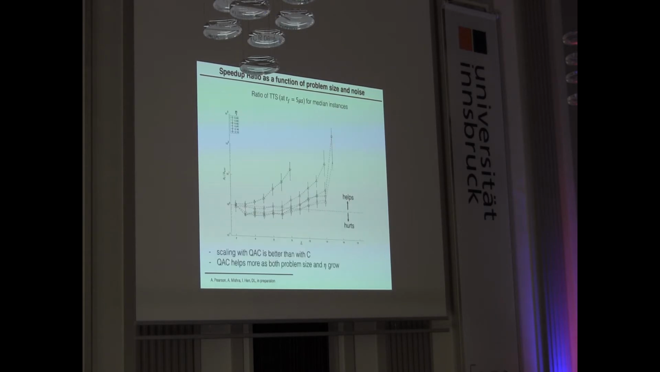So that's what this plot is. This is the ratio of the time to solution of the C scheme to the QAC scheme. In other words, when the time to solution of QAC is smaller, QAC helps. So that's above the break-even line of 1 here, and below it hurts. And here again, as a function of problem size, you see that as we increase problem size, QAC tends to help. And for sufficiently large noise, again, noise increases in this direction, it helps.